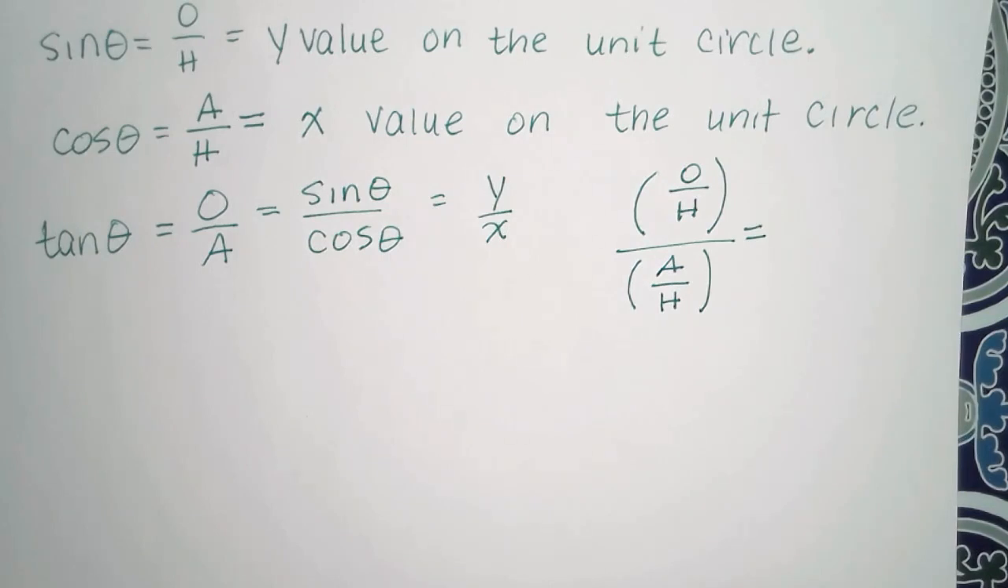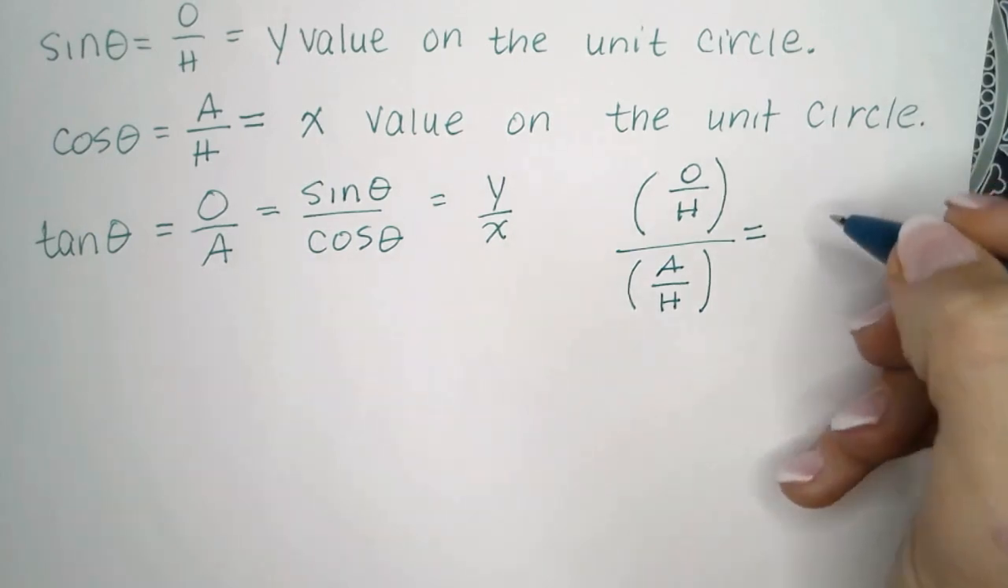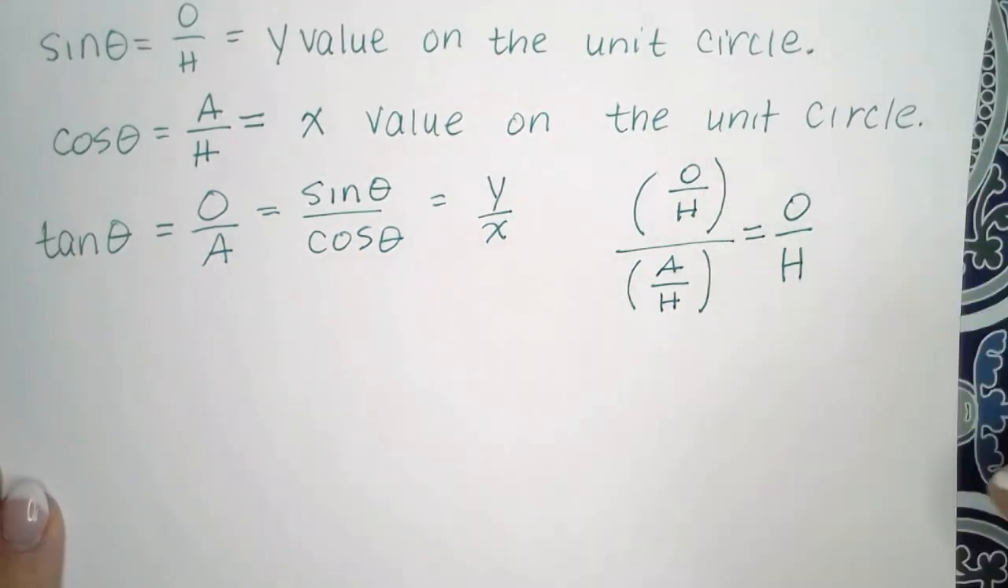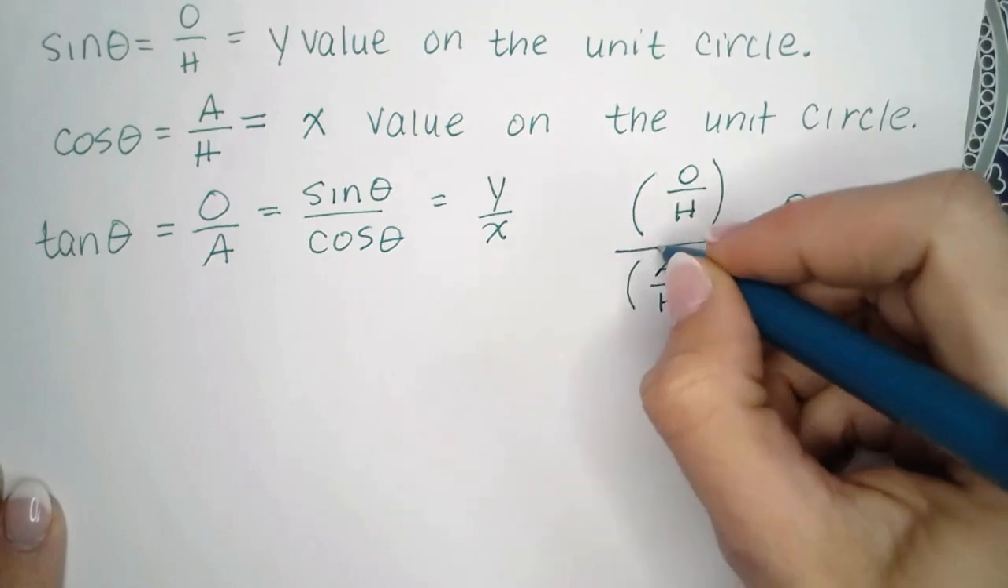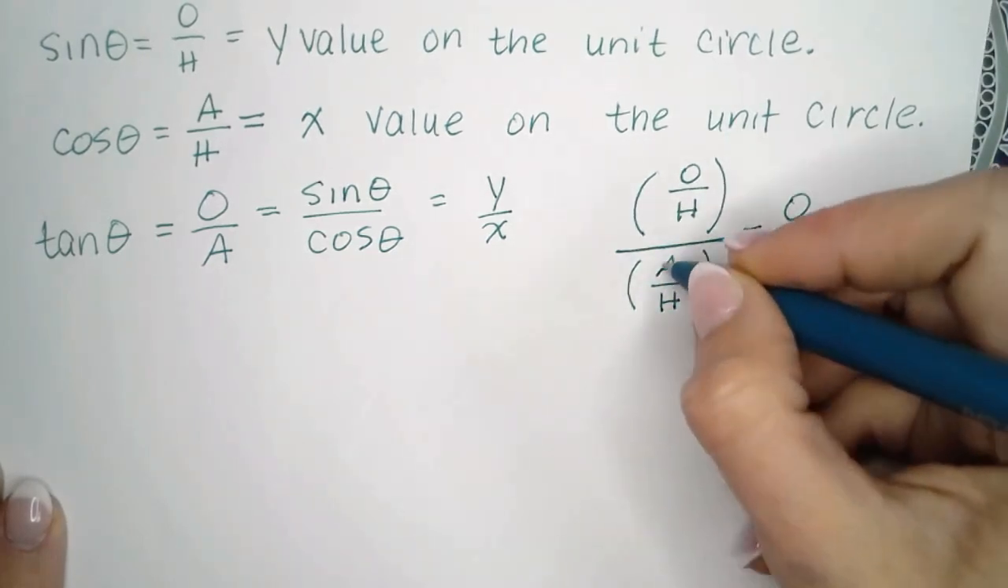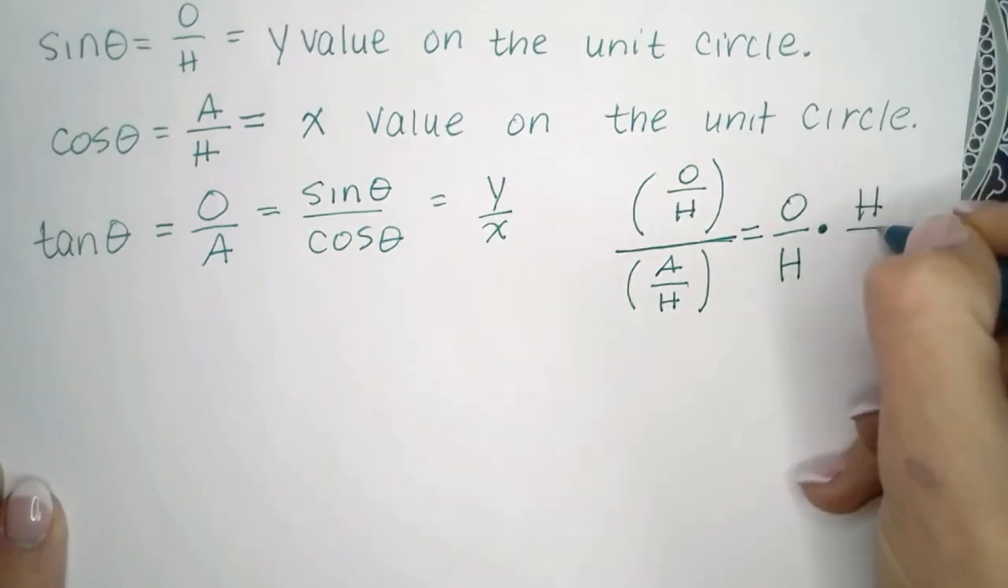Sure, some of us call it keep, change, flip. Is that what you're going to call it, Maria? Or multiply by the reciprocal. Exactly. So both of those are fine. I would rather say multiply by the reciprocal, but keep, change, flip is what a lot of people learn. Keep means you keep the numerator the same. Change means you change your division into multiplication, and you flip your bottom one, so that becomes hypotenuse over adjacent.